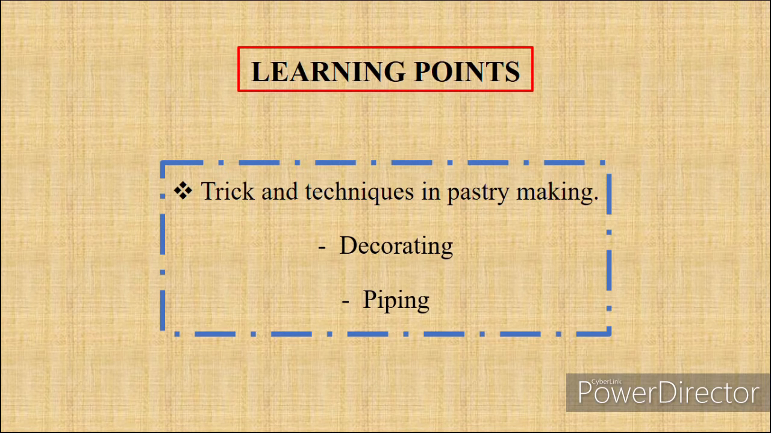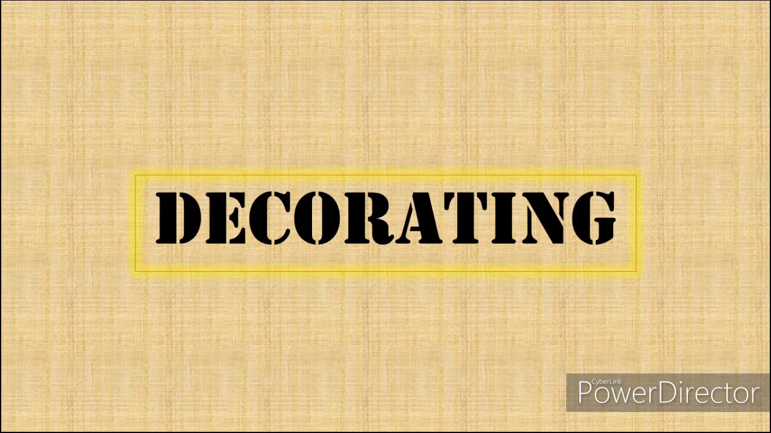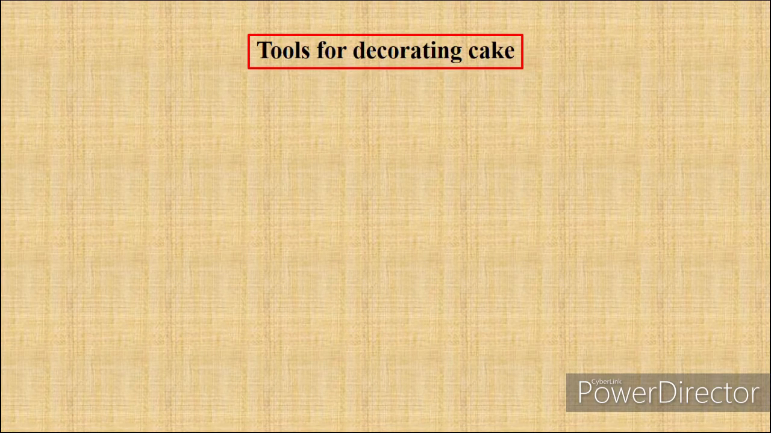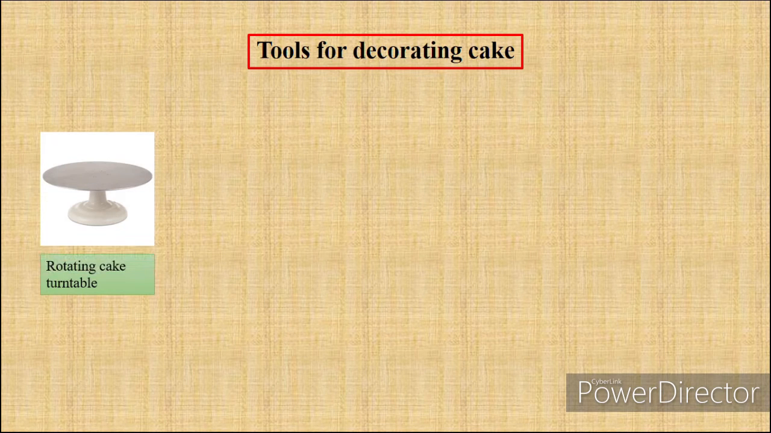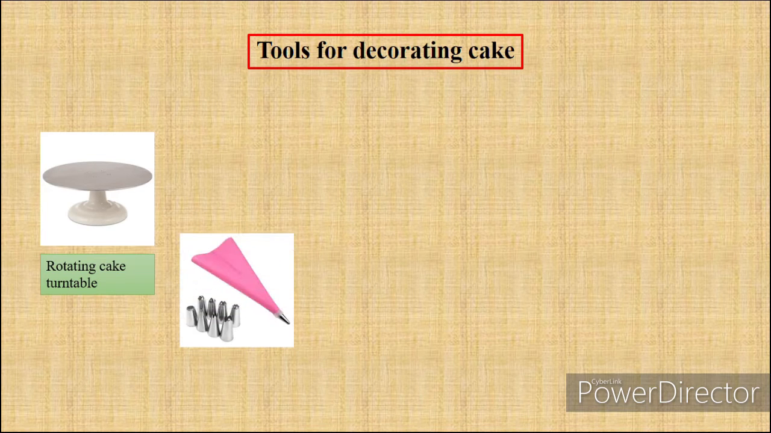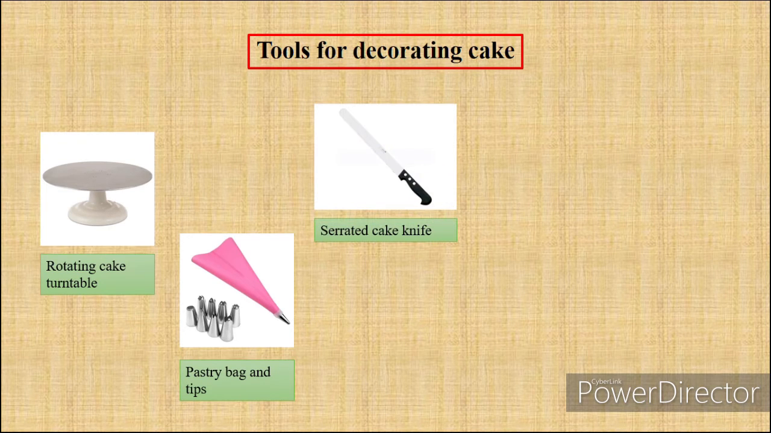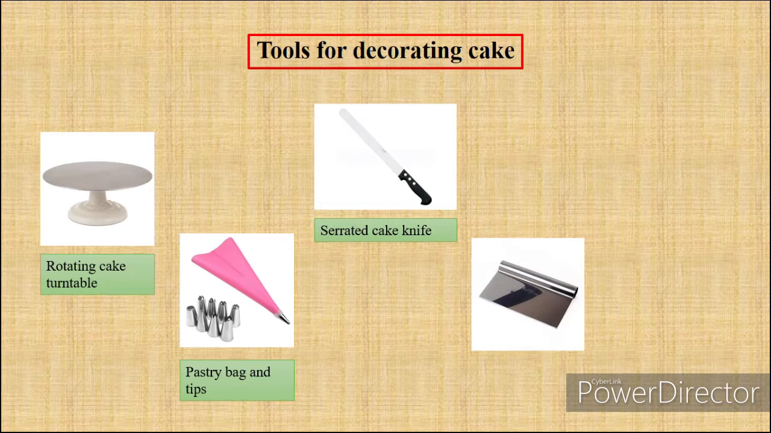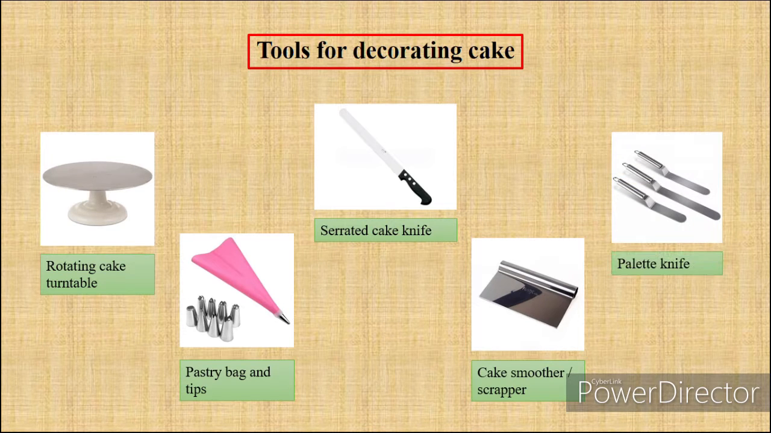Okay, we move to decorating. Here are some of the tools for decorating cake. The first one is the rotating cake turntable. The second one is the pastry bag and tips, and this is the serrated cake knife. And the fourth one is the cake smoother, or we can call it a scraper. And the last one is the palette knife.